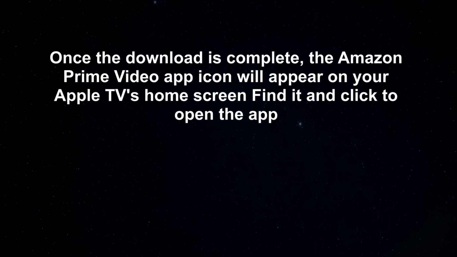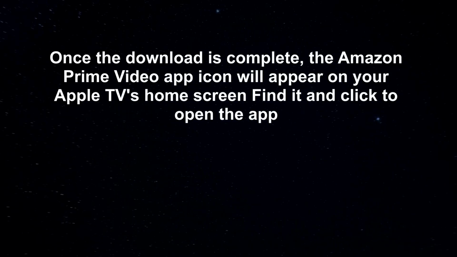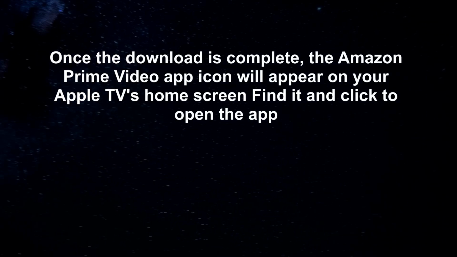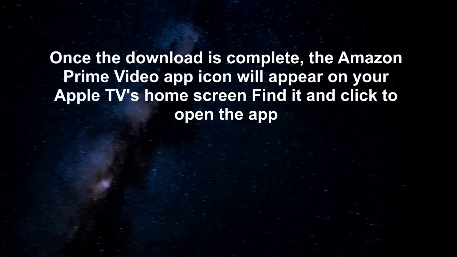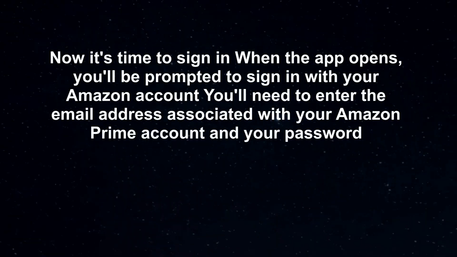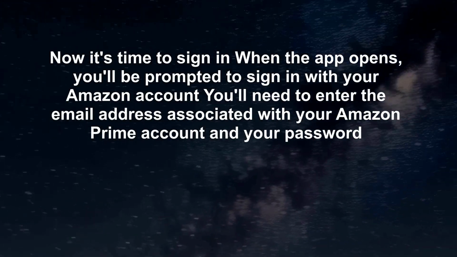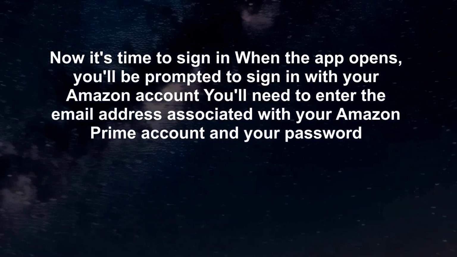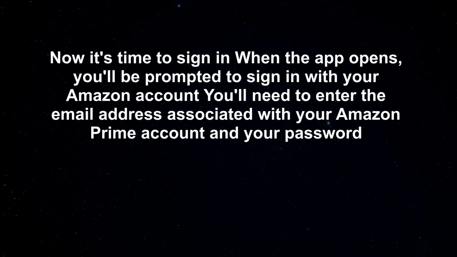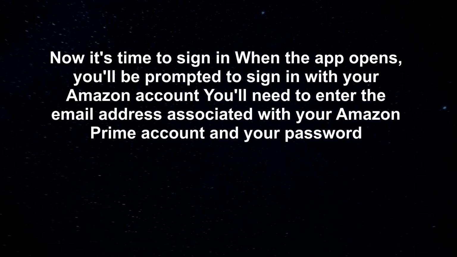Once the download is complete, the Amazon Prime Video app icon will appear on your Apple TV's home screen. Find it and click to open the app. Now it's time to sign in. When the app opens, you'll be prompted to sign in with your Amazon account. You'll need to enter the email address associated with your Amazon Prime account and your password.